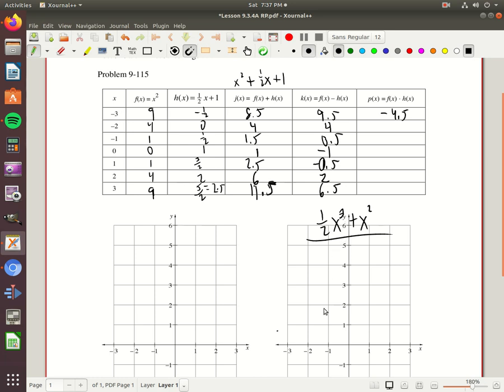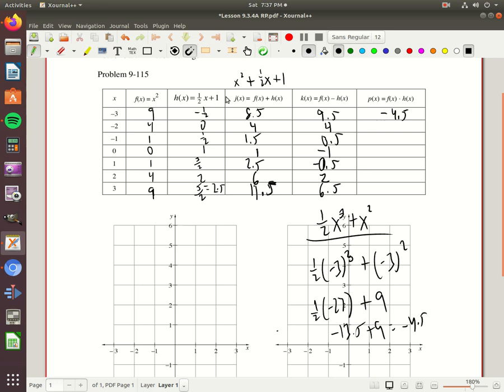Again, I have to do the exponents first. So I have to do negative 3 to the third power plus negative 3 squared. So negative 3 times negative 3 is 9. 9 times negative 3 is negative 27. So I have a half of negative 27 plus negative 3 times negative 3 is 9. Well, this gives me negative 13.5 plus 9. I do get negative 4.5.